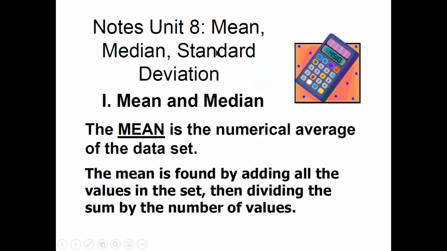In the last few days, we talked about mean, median, mode. And just to go over this, the mean is a numerical average of the data set. How you find the mean is by adding all of the numbers together, counting the number of data values that you have, and then dividing the sum by the number of values.